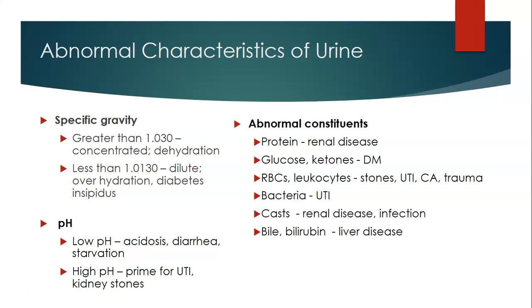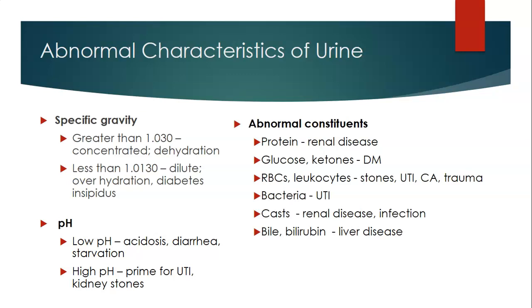Again, pH should be in that normal range, 4.6 to 6.0. If the pH is low, it could indicate acidosis, potentially secondary to diarrhea or starvation. A very high pH is kind of a prime environment for developing a urinary tract infection or kidney stones, which we'll talk about. And we talked about the normal constituents of urine.